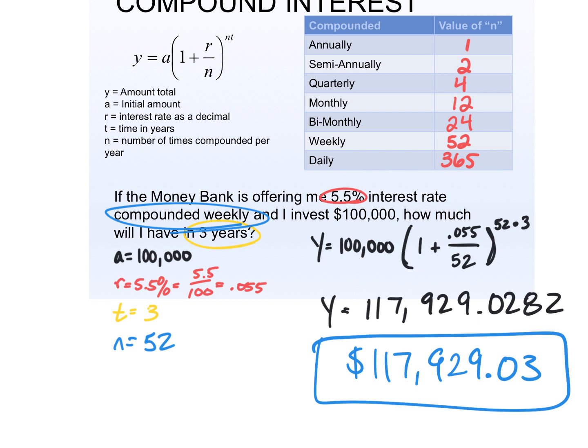So just by taking that money and putting it in something like that, I would make almost $18,000 just by letting the money sit there for 3 years. Okay?